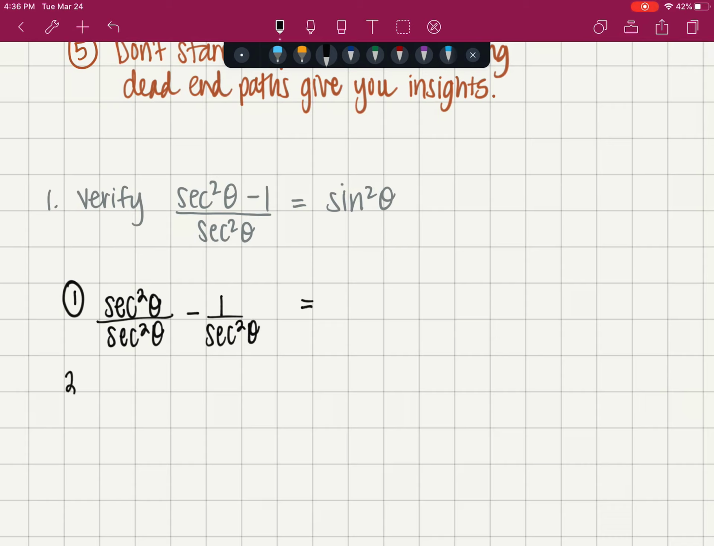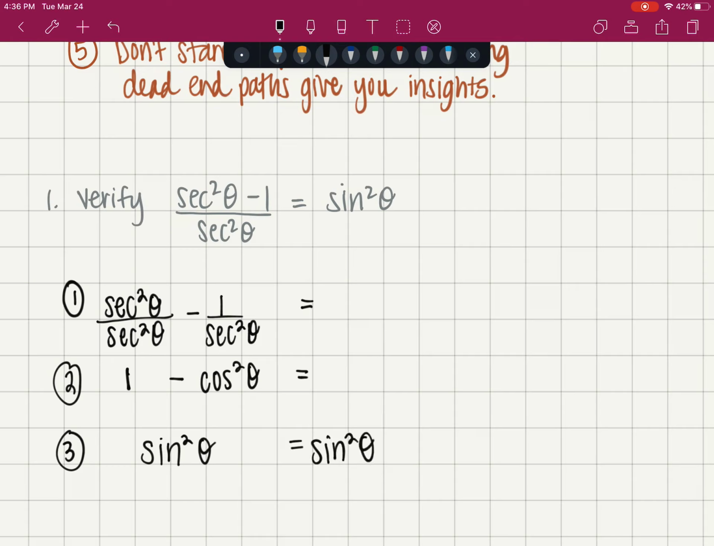When the left-hand side looks exactly like the right-hand side, that's when we know we're done. Step 2, anything over itself is 1. Minus 1 over secant squared, well that's cosine squared of theta, and 1 minus cosine squared is sine squared. So sine squared equals sine squared, and that's how we know we are done. Check.